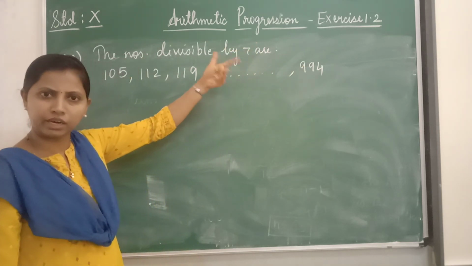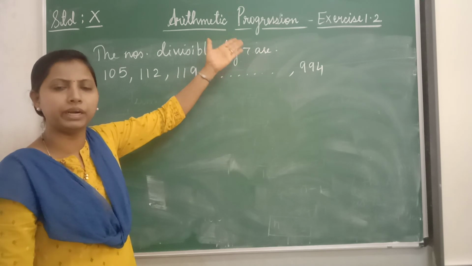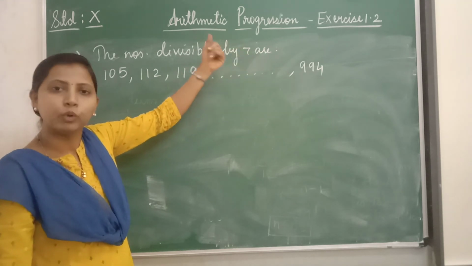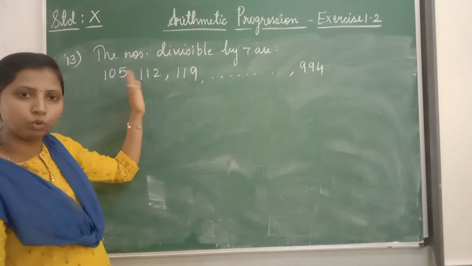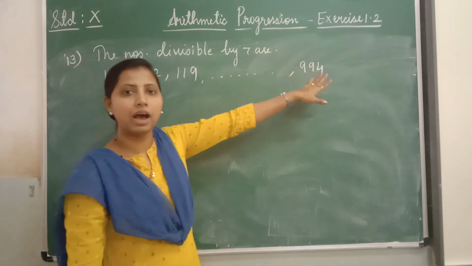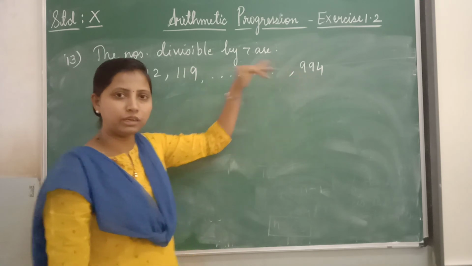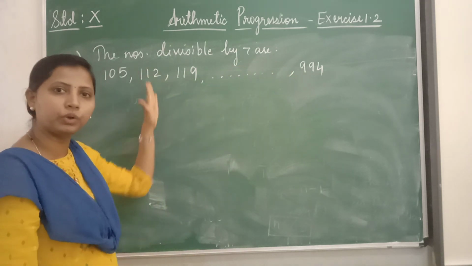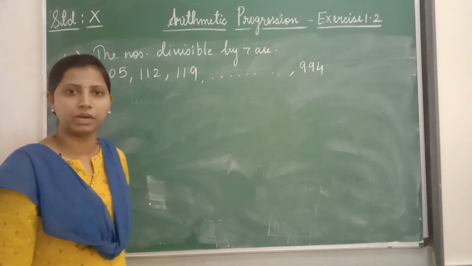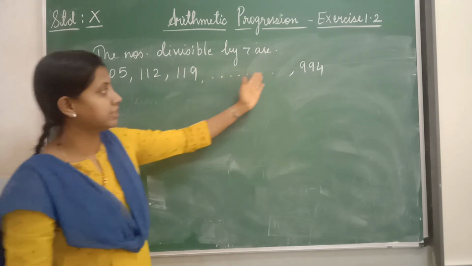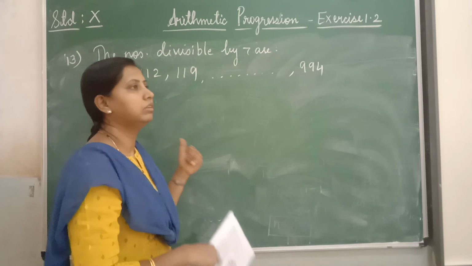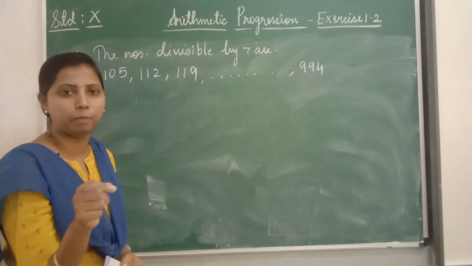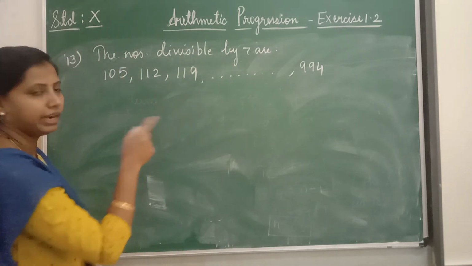So whichever number it may be, 7, 6, 10, 13, whatever number is there, you have to write the first 2 numbers and the last number. And using AP knowledge, you can find how many numbers are divisible by 7. Instead of writing all this in between, which is difficult, by an is equals to a plus n minus 1 d, we can find it easily.